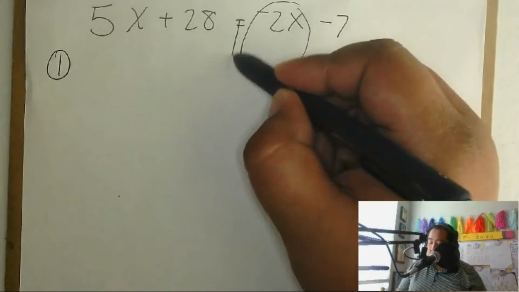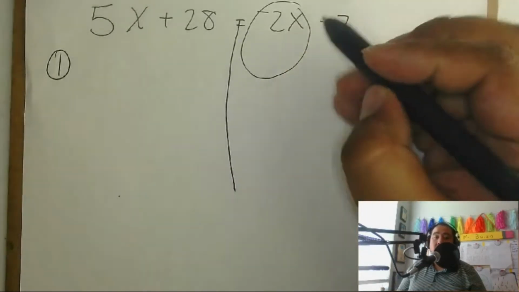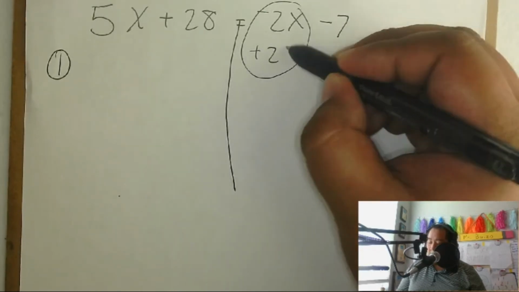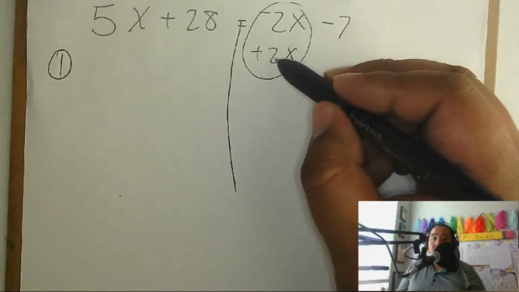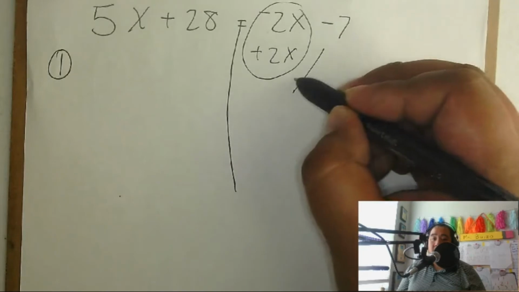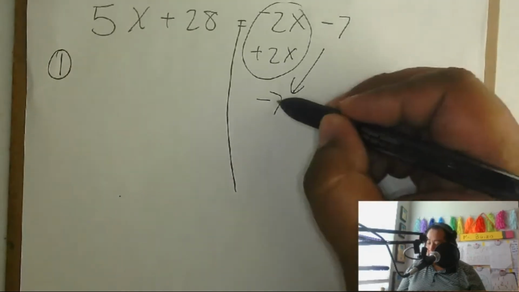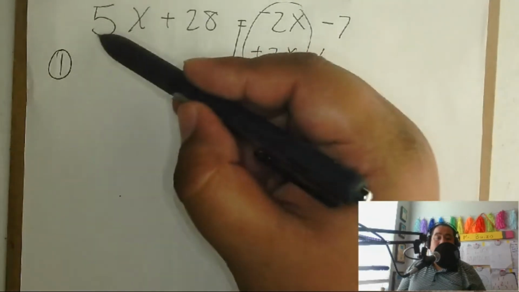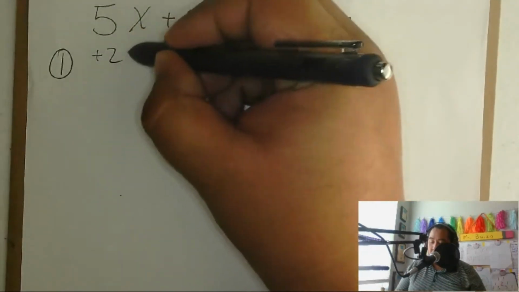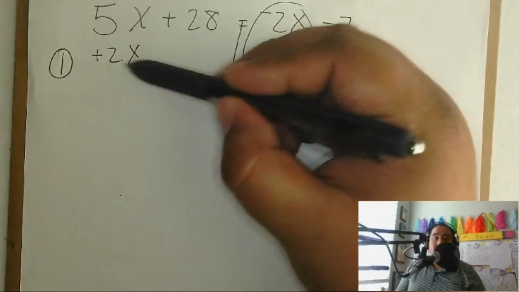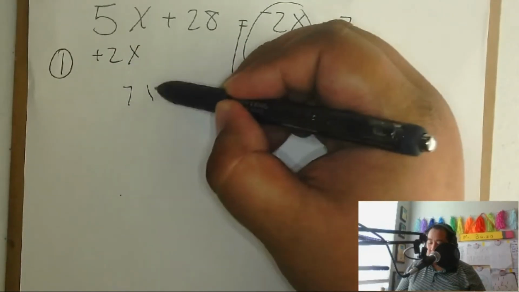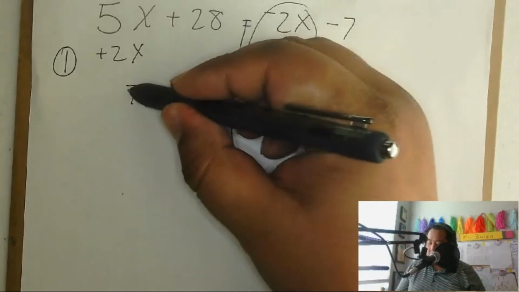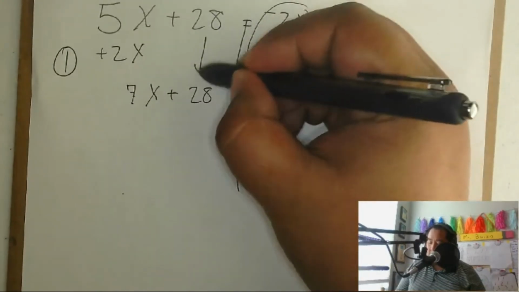Okay, since this is an equation, we want both sides to be equal. So to get rid of this negative 2x, the opposite would be a plus 2x. So this term goes away, and all I'm going to be left with at the end of that is just a negative 7. But whatever I do to one side, I got to do to the other. So I'm going to add 2x to this side. So this becomes 7x plus 28. And I'm just bringing down this 28 there.